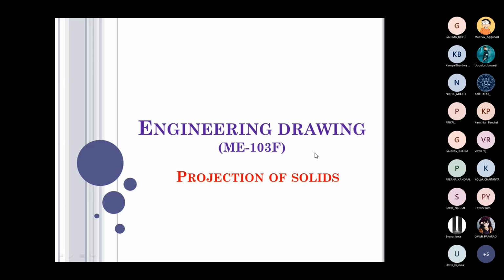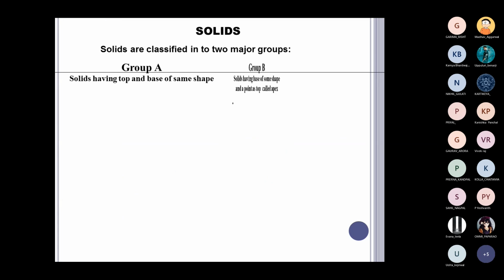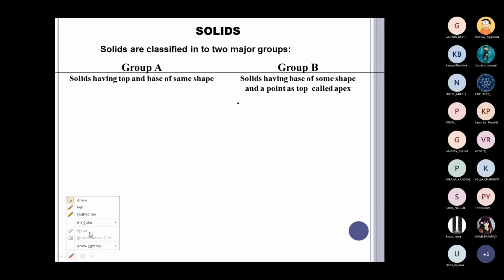So in today's class, the topic we are going to cover is projection of solids. With respect to this, a few definitions are going to be there. As per the definition, solids are classified into two groups. The difference is that group A covers solids in which the top and base have the same shape, and the other group has top and bottom with different shapes.